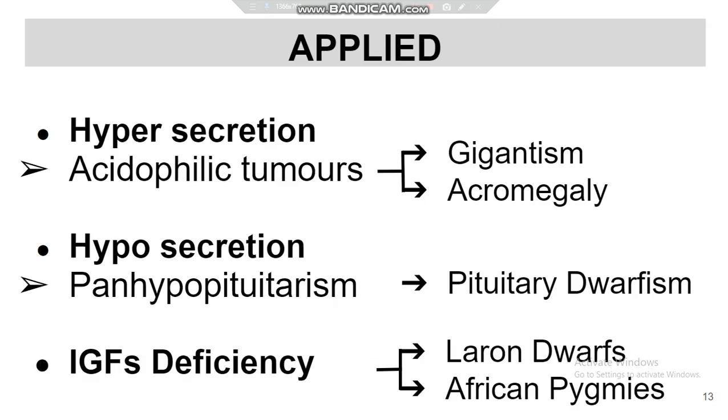Hypersecretion or hyposecretion of growth hormone can lead to anomalies. A common cause of hypersecretion is acidophilic tumor, which are tumors of the pituitary gland including somatotrophs. And for hyposecretion is panhypopituitarism, which causes deficiency of all anterior pituitary hormones.